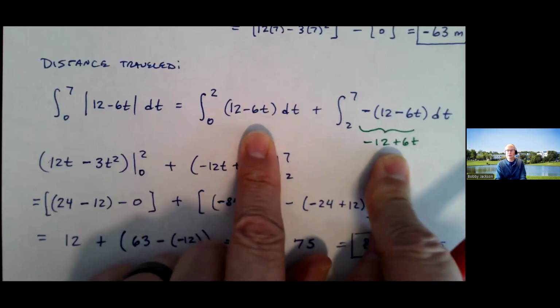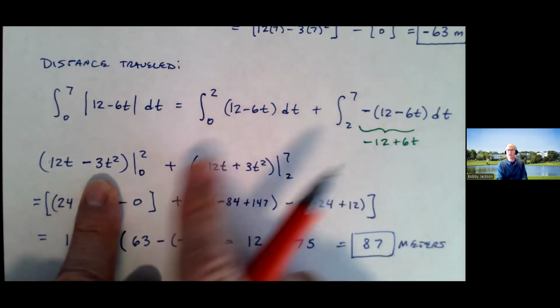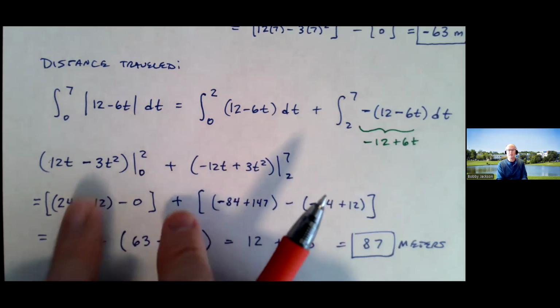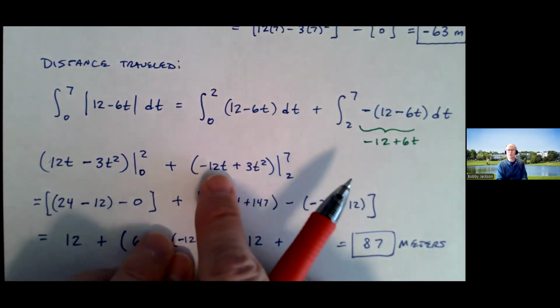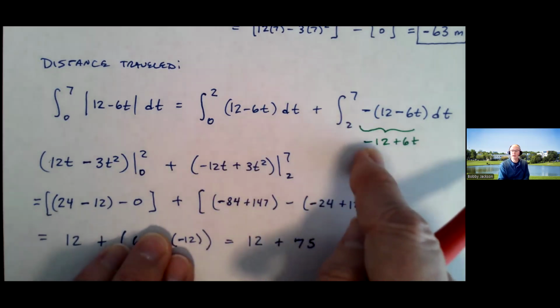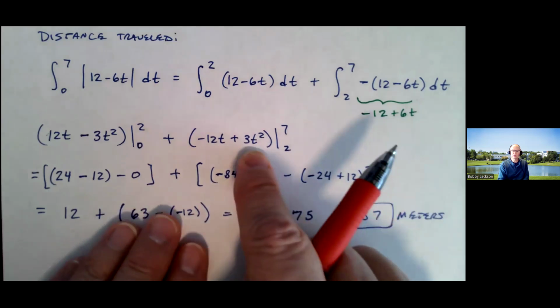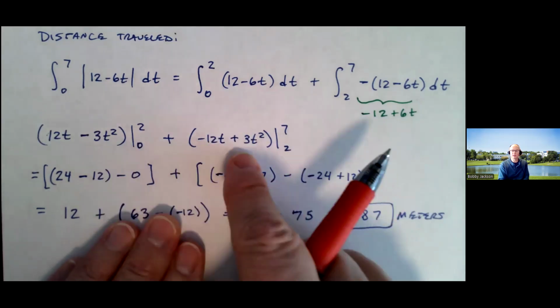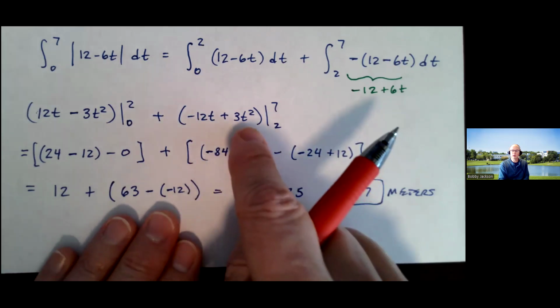Very easy to do. The antiderivative of this one is 12t minus 3t squared, same as we had above. Evaluated at 2, evaluated at 0, and subtract, I get 12. For this one, the antiderivative of -12 is -12t, and the antiderivative of 6t is plus 3t squared, just the opposite signs of what we had over here. Plug in 7, I get -84.